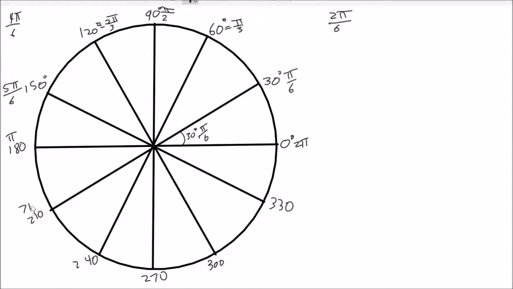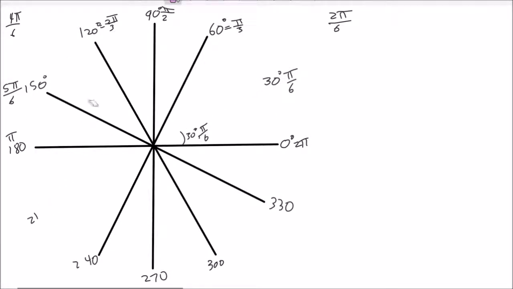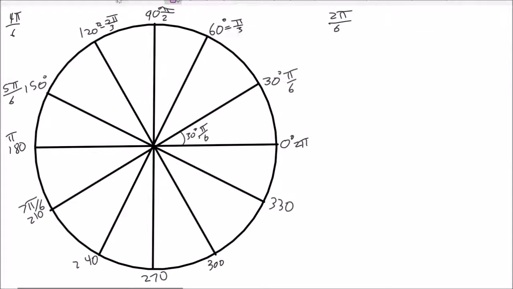7 pi over 6. That doesn't simplify. Okay, 7 pi over 6, or let's redo that. That's a little sloppy. All right, that's better. 7 pi over 6. I want to practice vertical fractions. Okay, 7 pi over 6, 8 pi over 6. That simplifies to 4 pi over 3.